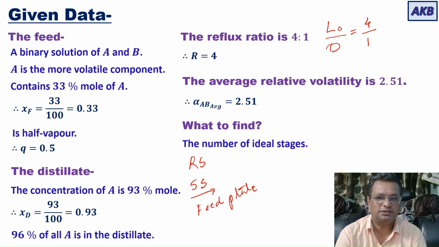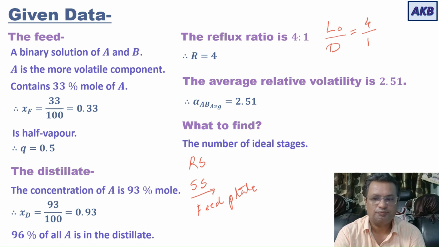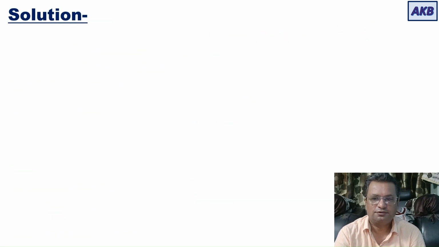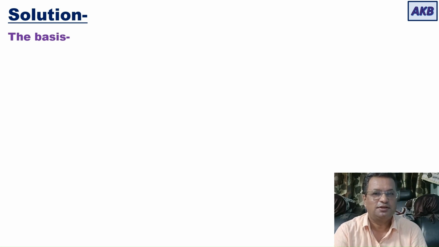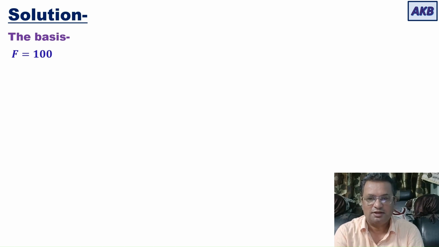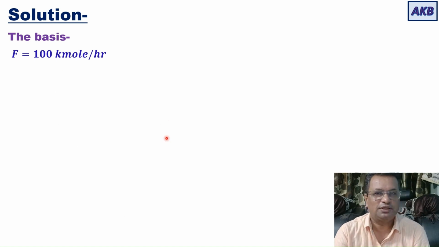Okay, so let us solve this. First we need to choose the basis, because we don't know the molar flow rate of the feed, but we know its composition. In such cases, you can start by assuming a basis, and in this case we will assume a basis of 100 kilomoles per hour. F is 100 kilomole per hour. So for this basis we will do the calculations.